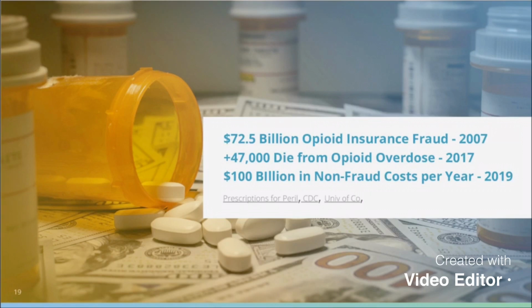So I have a couple of examples to help illustrate that. This one is a very important example. Just last year, they were estimating $100 billion in cost for the opioid crisis, and that's non-fraud cost. But even more important than that, just a couple of years ago, they were estimating 47,000 people in the U.S. died from opioid overdose as well. So a very critical problem.